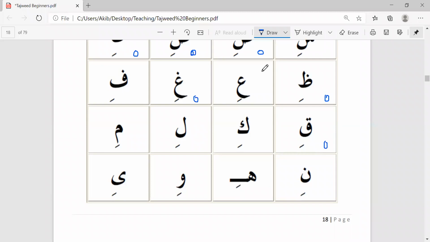Ain is going to be ri, ri, ri. Ghain is going to be ri, again, top of the throat. Ri, ri. Fa will be fi. Qaf is going to be qi, qi. Kaf will be ki, li, mi, ni, he, we, and yi. Okay, so these are the letters with the kasra.